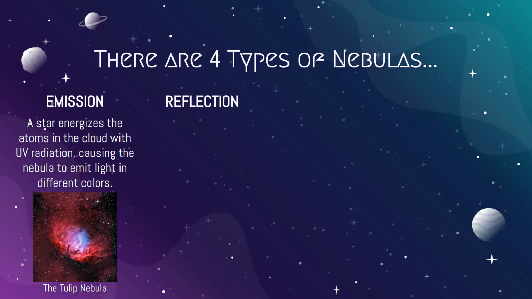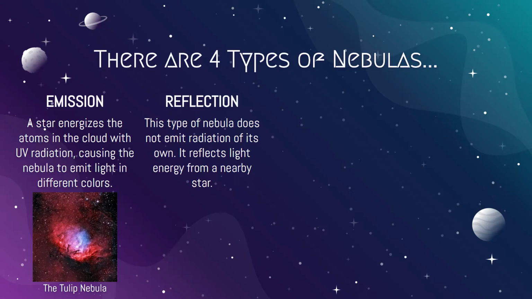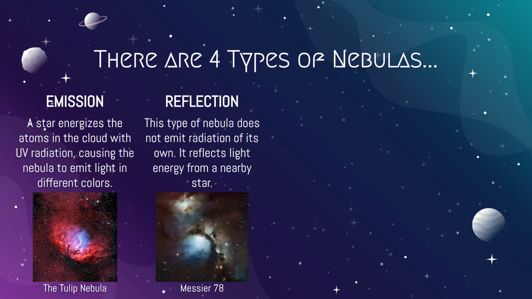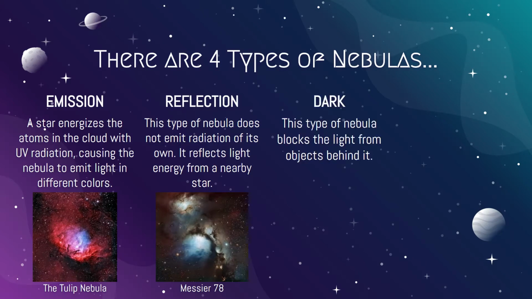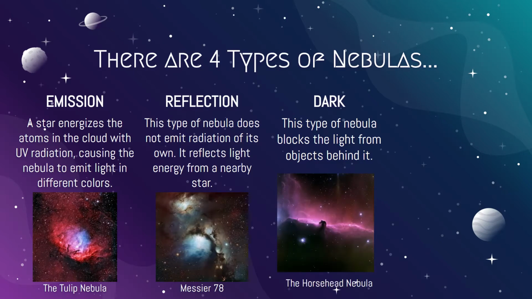Reflection nebulas are those that do not emit radiation on their own. They reflect light energy from a nearby star. Messier 78 is an example of a reflection nebula. Dark nebulas block the light from objects behind them. The Horsehead Nebula is an example of a dark nebula.